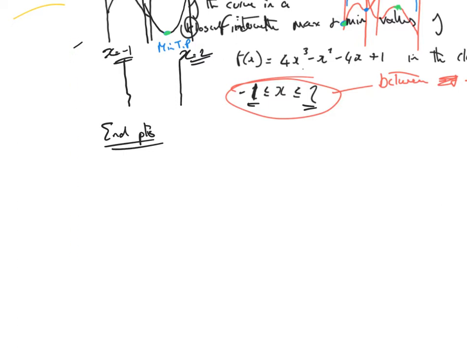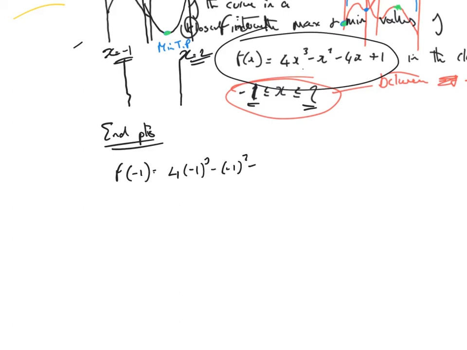Okay, now to find the maximum and minimum value, that's how high up or down the curve goes, so that's a y coordinate. So what we do is we sub the x coordinates back into the original function because they generate y coordinates. So 4 lots of minus 1 cubed minus minus 1 squared minus 4 times minus 1 plus 1.